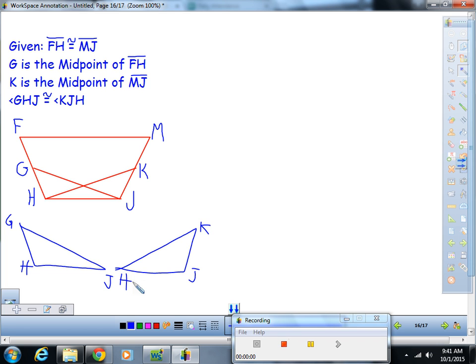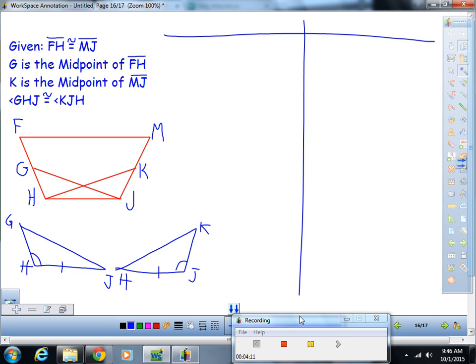Okay, so what am I given? Well, I know that HJ is congruent to HJ. I'm going to be able to come up with that by reflexive. And those are the only parts of the triangle I can get pretty easily. So we're going to have to work for the other parts. So let's get started. I think we're going to definitely use segments division on this one.